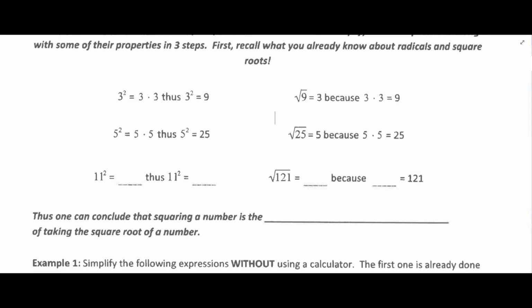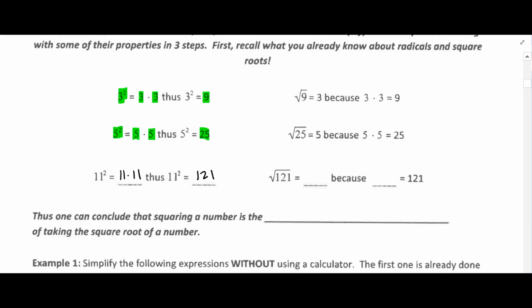So if you recall, 3 squared is really just a shortcut for repeated multiplication. So 3 squared, that 2 up there, tells us to multiply 3 by itself twice. So 3 squared would equal 9. And then 5 squared, similarly, that 2 up there again tells us to take 5 and multiply it by itself 2 times. So 5 squared would be 25. So if we carry this logic, 11 squared means 11 times 11. Therefore, 11 squared is going to be 121.